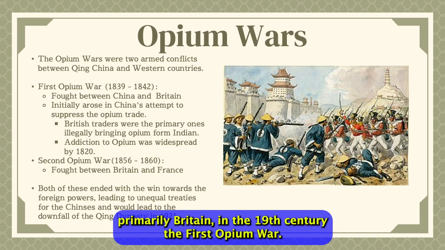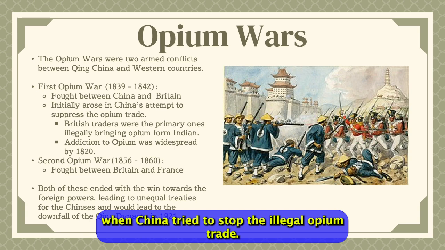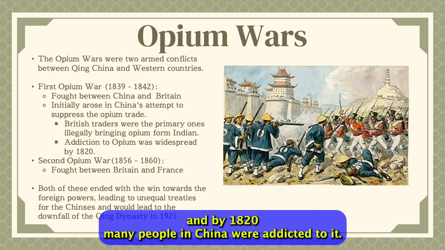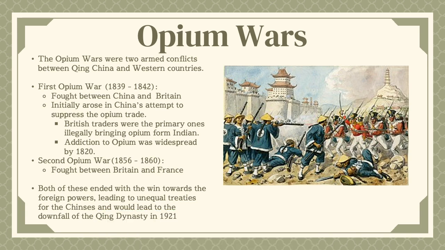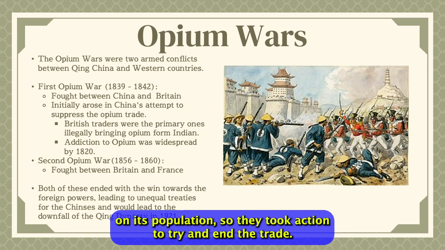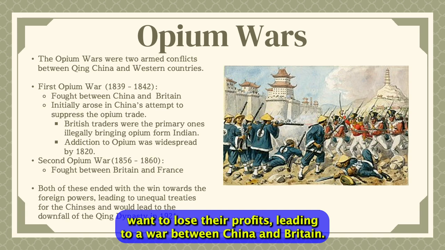The First Opium War, 1839 to 1842, began when China tried to stop the illegal opium trade. British traders were bringing opium into China from India, and by 1820 many people in China were addicted to it. The Chinese government was concerned about the effects of the drug on its population, so they took action to try and end the trade. However, Britain was making a lot of money from selling opium, and they didn't want to lose their profits, leading to a war between China and Britain.